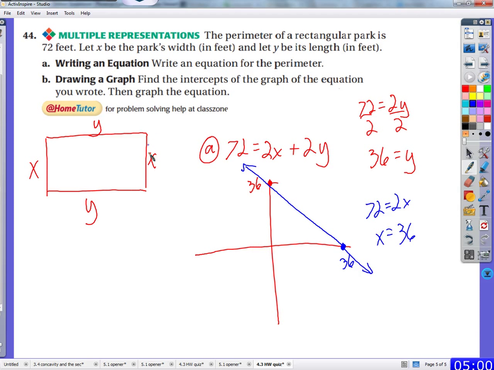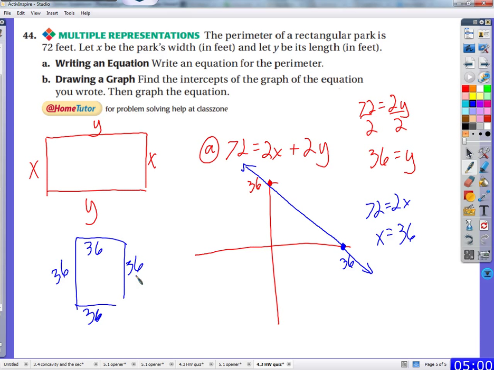So what would it look like if x was 36, or if y was 36? What would this park look like? A square. So a square, that would mean that if these two sides were 36, then these sides would be 36. Is that right? Yeah. How can we see if it's right or not?